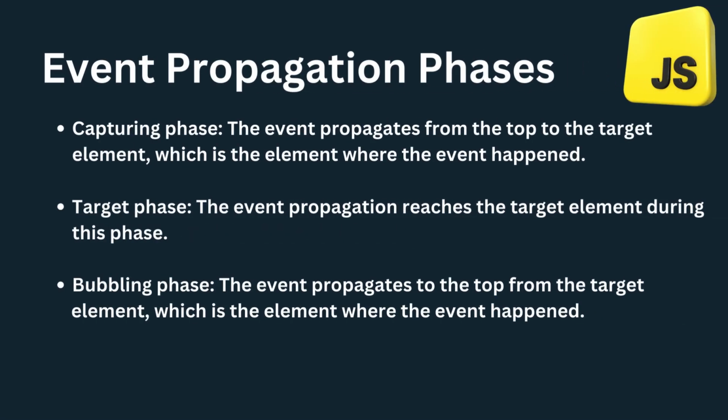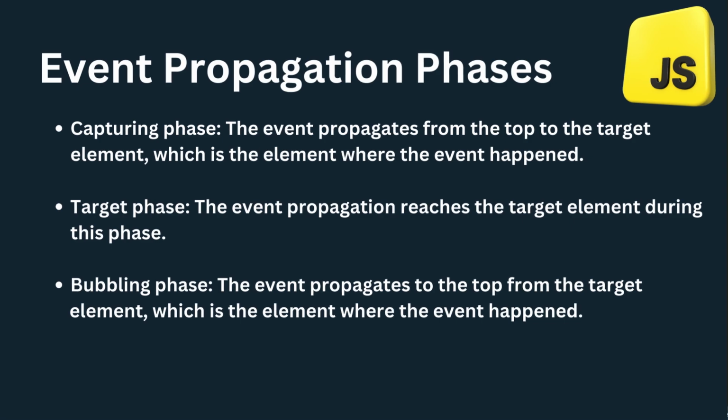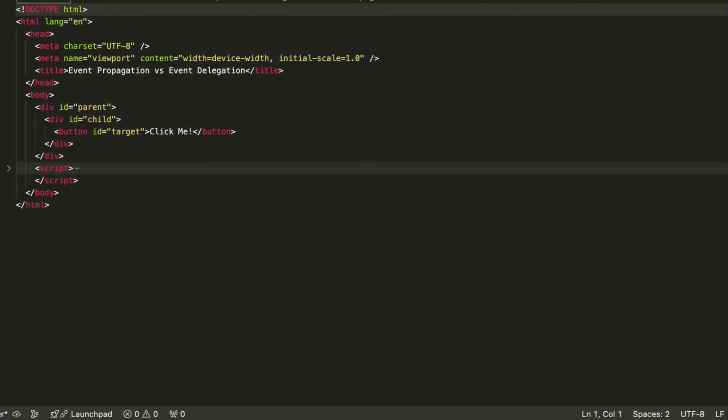Now, as we have discussed, when an event occurs in the browser, it doesn't just get triggered on a single element. Instead, it propagates or travels through the DOM tree in three main phases: the capturing phase, the target phase, and the bubbling phase. Let's break this down with some examples. We'll use a simple HTML structure where we have a parent div, a child div, and a target button inside.